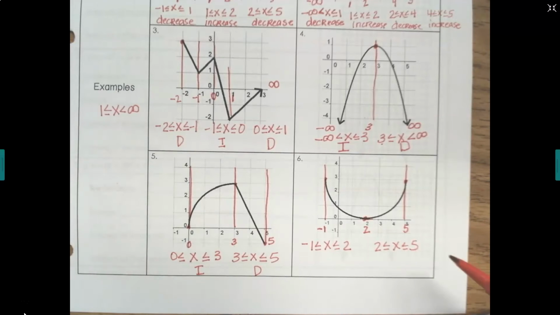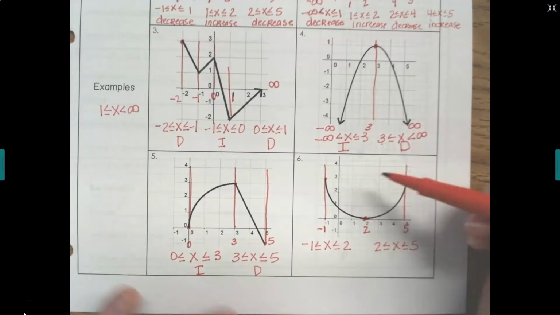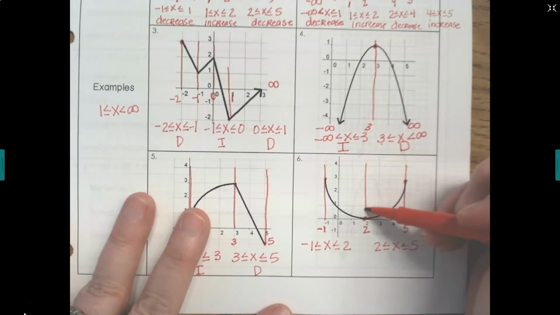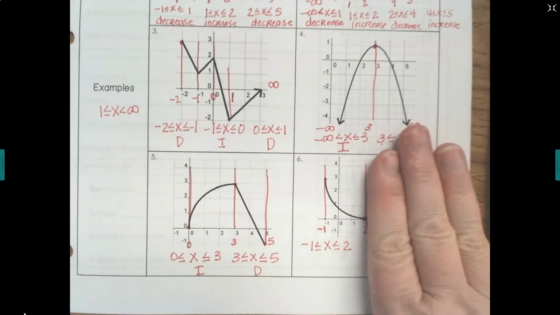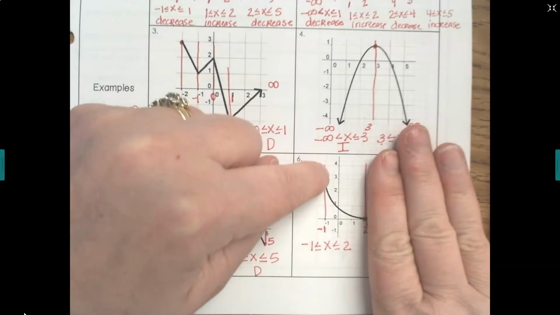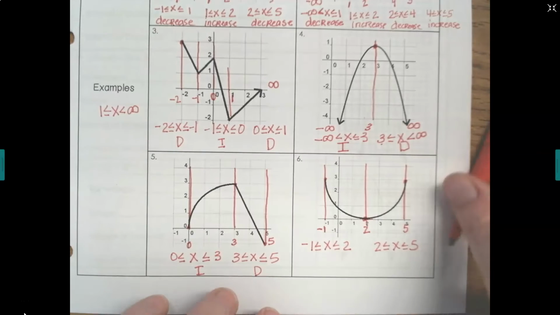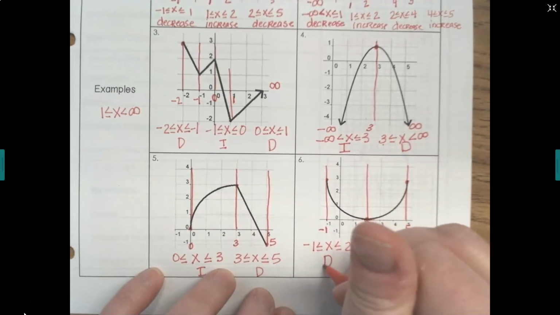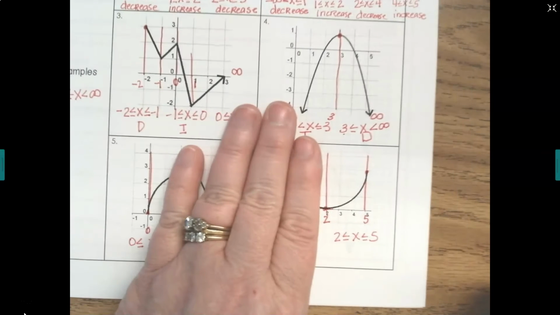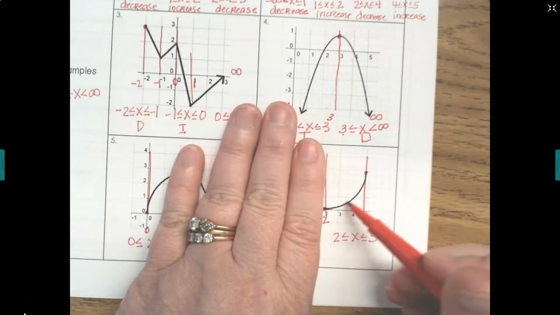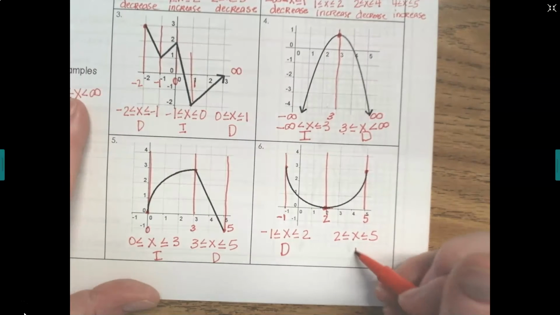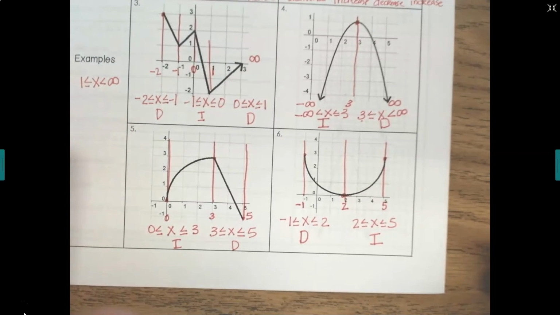Now, which one's an increase and which one's a decrease? I'm going to kind of draw this line in here. If we're just looking at this half, as we're going left to right, the graph is going down. So this is our decrease. And if we only look at this half, from here it keeps going up, that's going to be an increase.